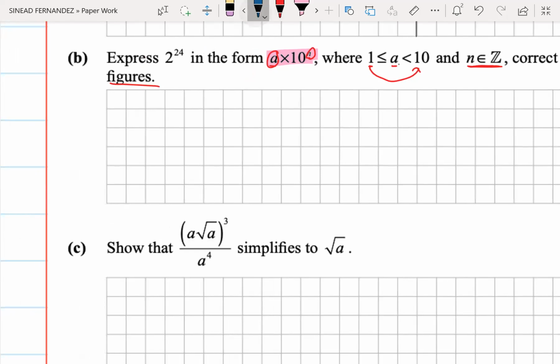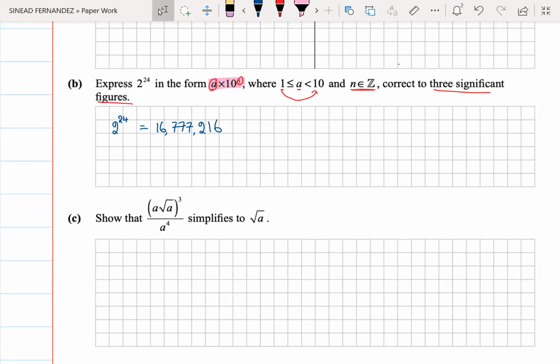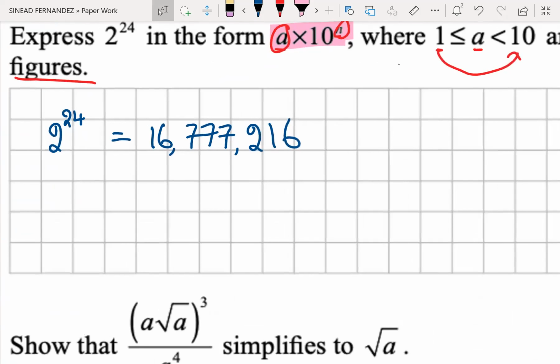Okay, so let's have a look at it. From a calculator, you can put in 2 to the power of 24 and you will get this big number, 16,777,216. Now we want to do this correct to 3 significant figures, so we're just interested in the first 3 figures. But the question is, where does the decimal point go? Well, here's the hint, and this is always the case: it always goes after the first digit. So the first digit there is 1.